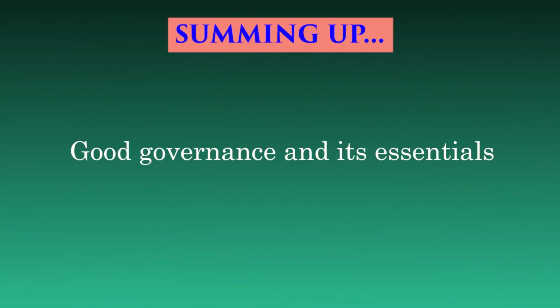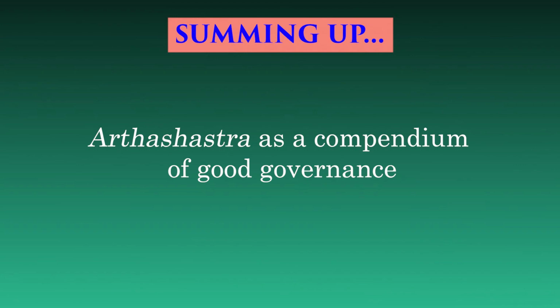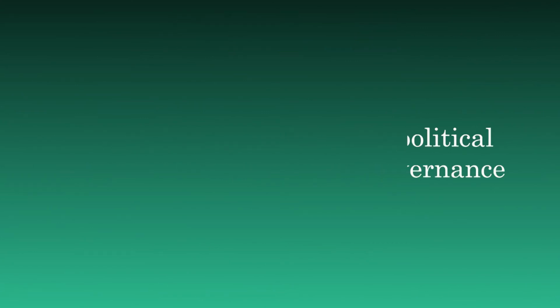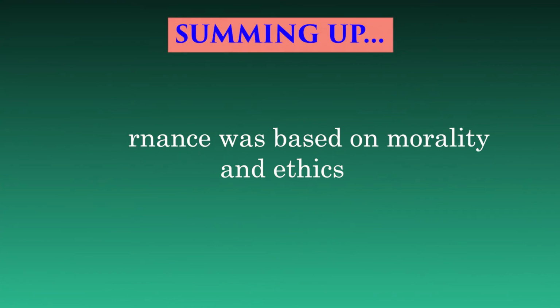Let's quickly sum up what we have studied today. We studied the concept of good governance and the various essentials of good governance. We also studied how the Arthashastra can be considered to be a compendium of good governance by focusing on welfare state, citizen-friendly administrative system, anti-corruption measures, measures for economic growth, capital formation, dharma, danda. We also found that ancient Indian political thought definitely stressed good governance. Governance in ancient India, as stressed in the Kautilyan Arthashastra, was based on morality and ethics.